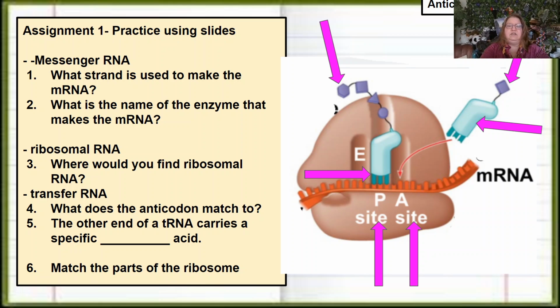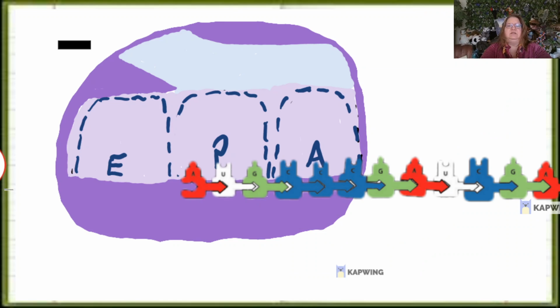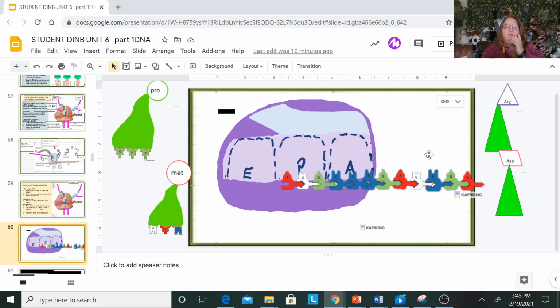This slide, I'd like you guys to take a moment and practice. All right, let's go on. Now, this one I'm going to have to go back to the layout. Now, I'm just going to show you three times what happens.